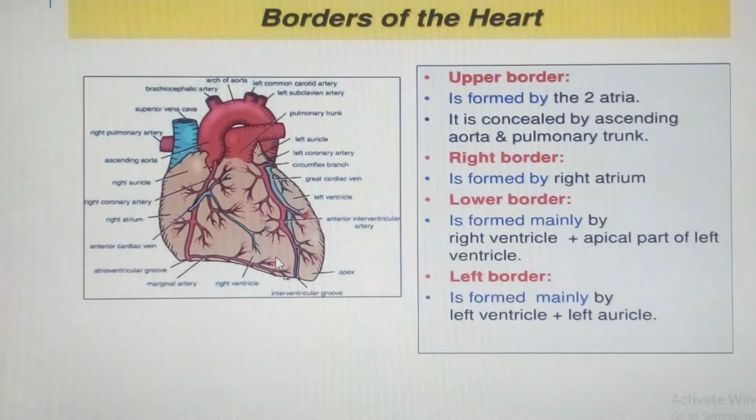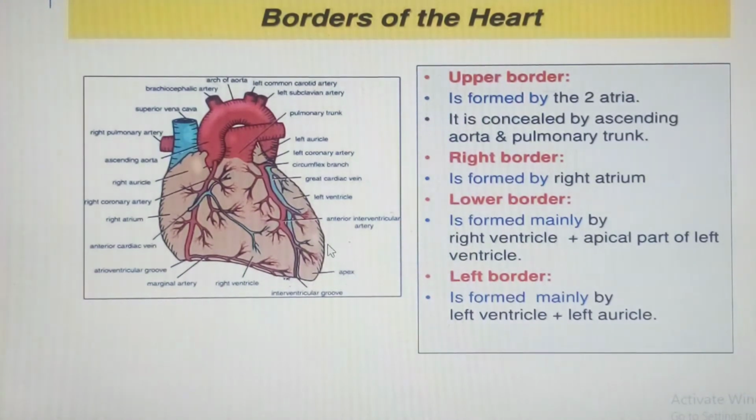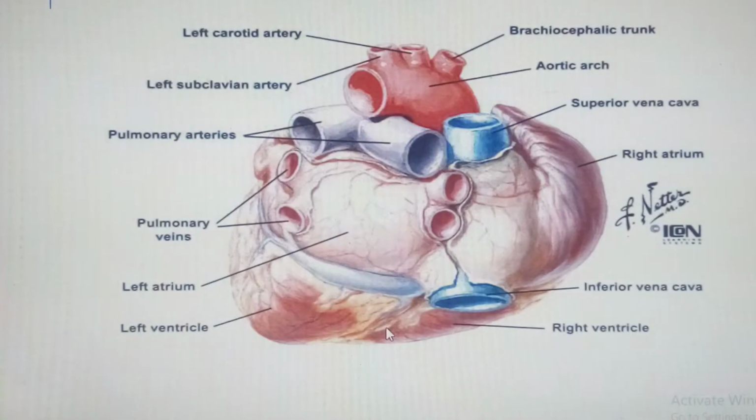Then, of course, the left border will be formed mainly by the left ventricle, as well as the left atrium together with its auricle. So these are some bits of information that we have to know regarding the borders of the heart.